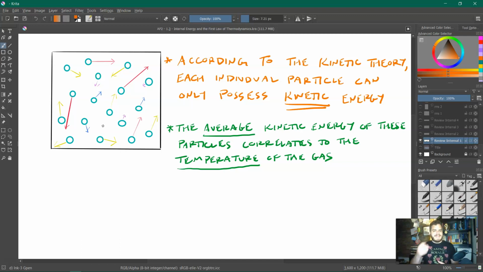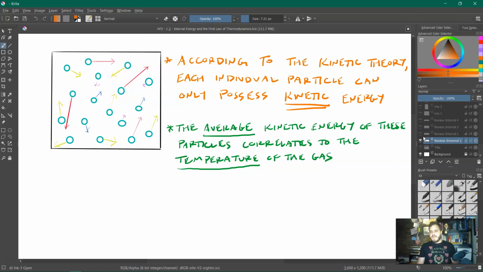And according to the kinetic theory, remember, each individual particle can only possess kinetic energy because there are no intermolecular attractions here. So the only way these particles impact each other or the walls of the container is if they impact each other. Additionally, we already learned that the average kinetic energy of these particles correlates to the temperature of the gas. In fact, that's essentially what the definition of temperature is. So we know for a fact that the average kinetic energy of any of these particles has to be tied into temperature somehow. But what exactly is the exact relation here?